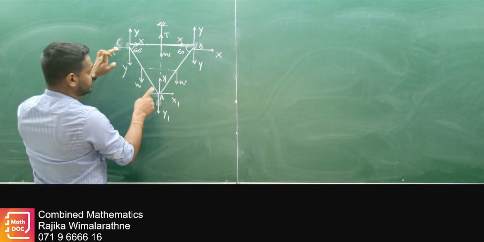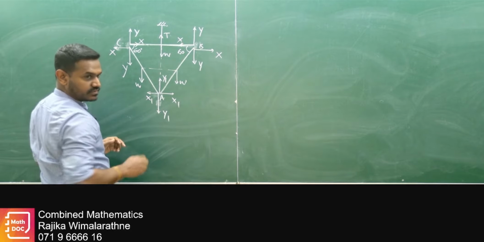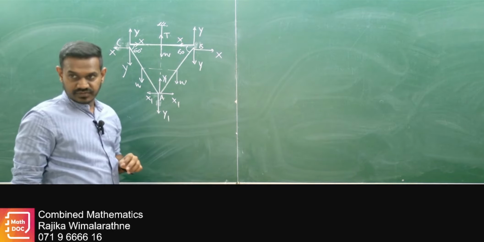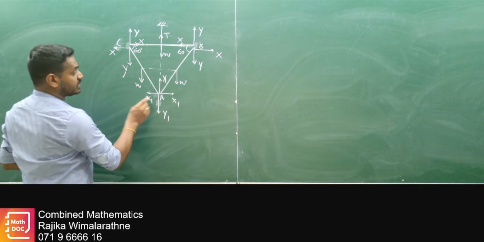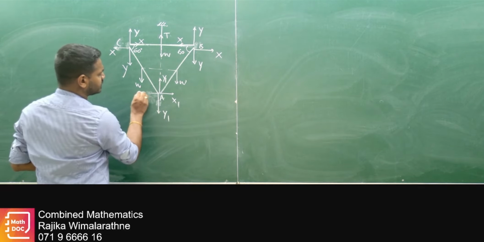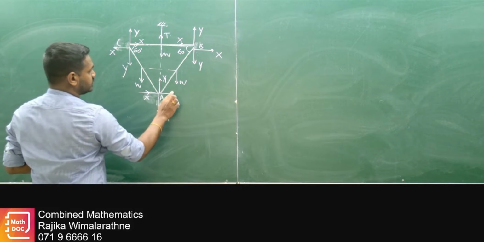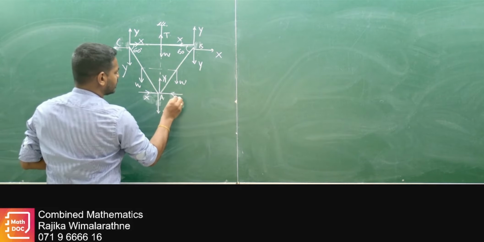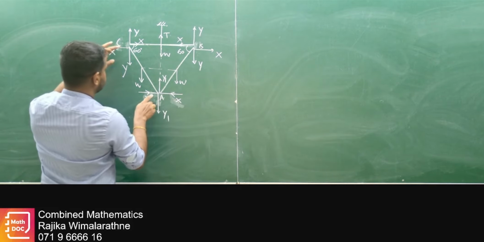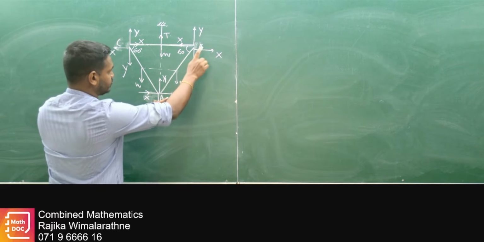Then definitely these two must be same and opposite. No? Otherwise that is not equilibrium. Then you better mark here X1 in the opposite direction. Here X and X. Then here X and X like this. Now these two you can cancel, these two you can cancel.